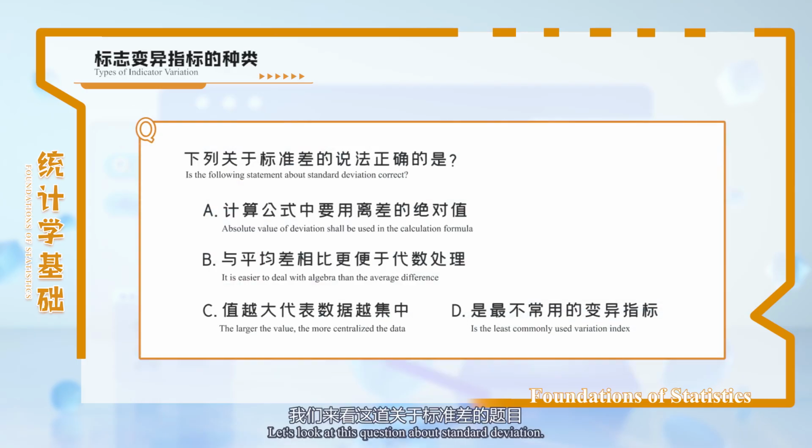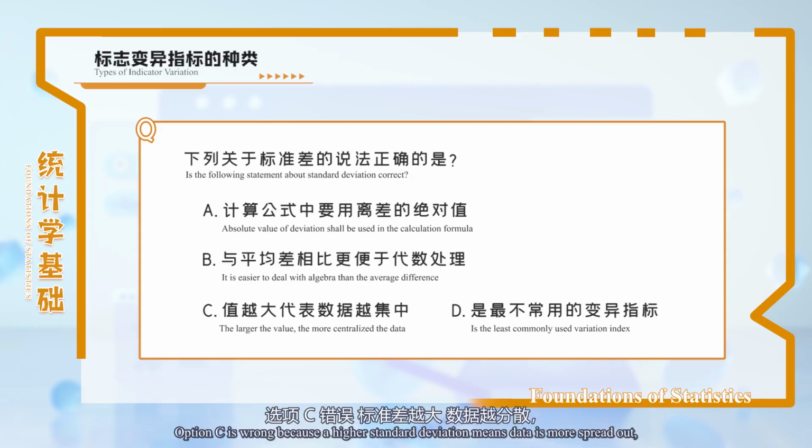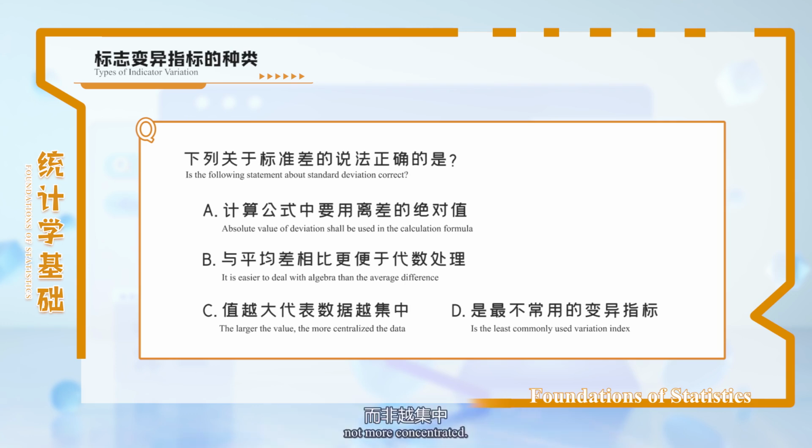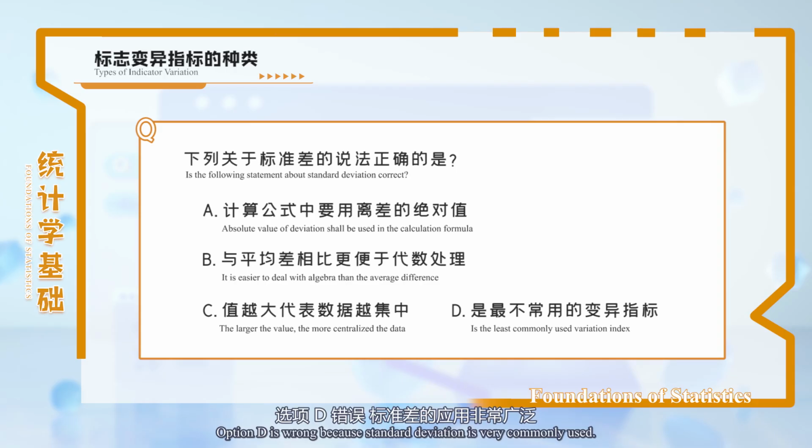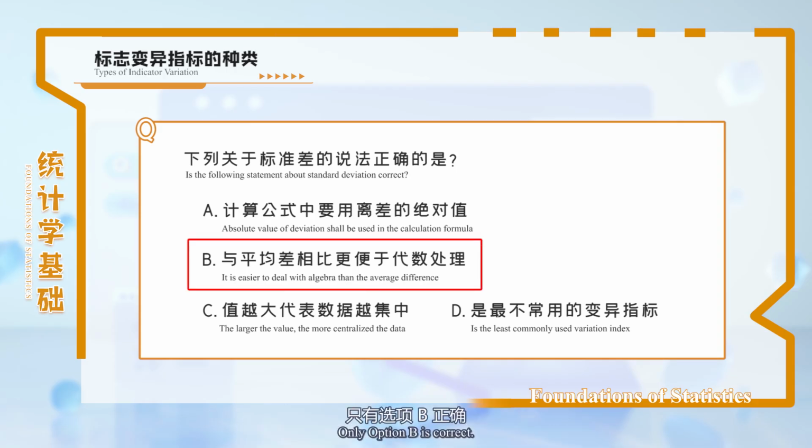Let's look at this question about standard deviation. Option A is wrong because standard deviation uses square differences, not absolute values. Option C is wrong because a higher standard deviation means data is more spread out, not more concentrated. Option D is wrong because standard deviation is very commonly used. Only option B is correct, so the answer is B.